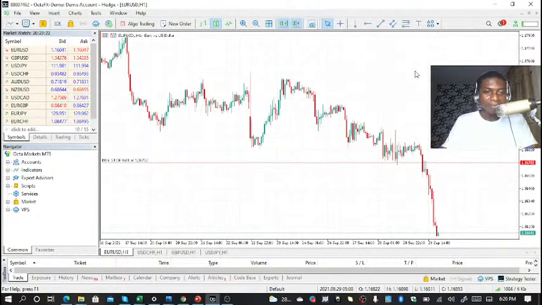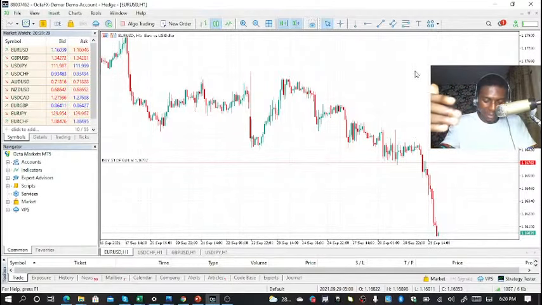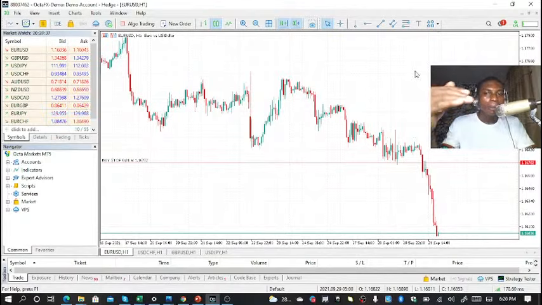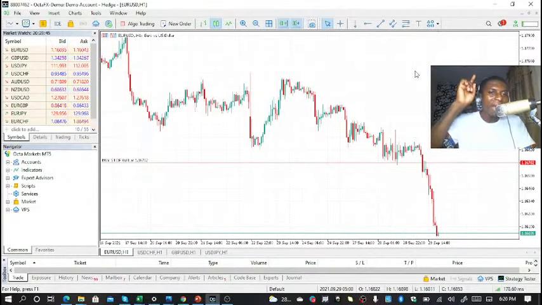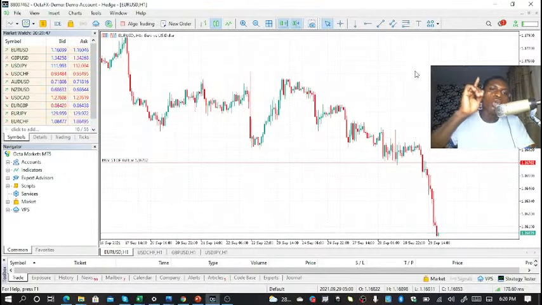Sorry, I said buy stop. We just explained buy stop. Now don't forget I said buy stop is when you are willing to buy above the current price, which means the current price is below, but you are not willing to buy below, you are willing to buy above it. So until that price gets to that level, your buy position will not be executed. Now let me dive straight into sell stop.